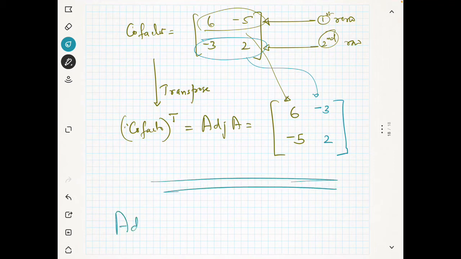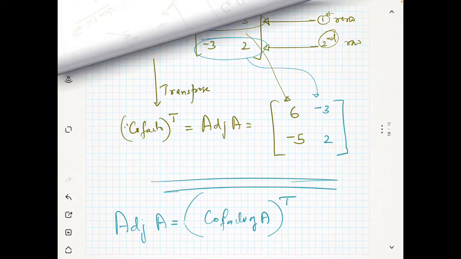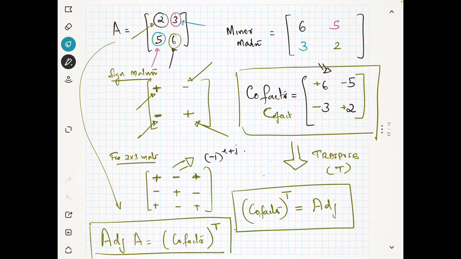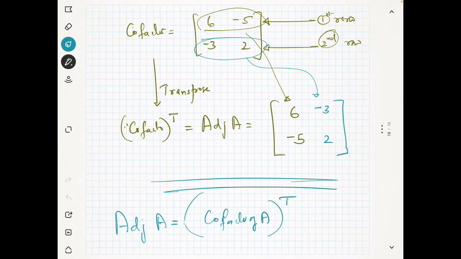So the adjoint of A is nothing but the cofactor of A, and take the transpose of it. That's it. And how to get the cofactor? You will assign the plus and minus sign to the minor matrix. So you have the minor matrix, this one, and for the minor matrix you will assign the plus and minus sign according to this convention. That's it. So this is how you can calculate the minor, the cofactor, and the adjoint.